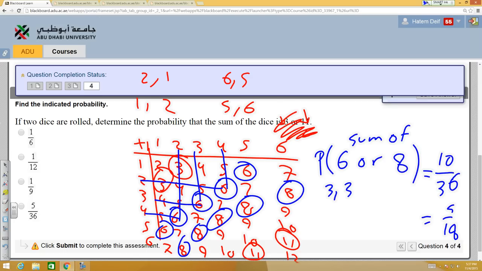Clear? Any questions? Did I make any mistake anywhere? I don't think so. So those are some of the famous examples about what the outcomes could be when you roll 2 dice.